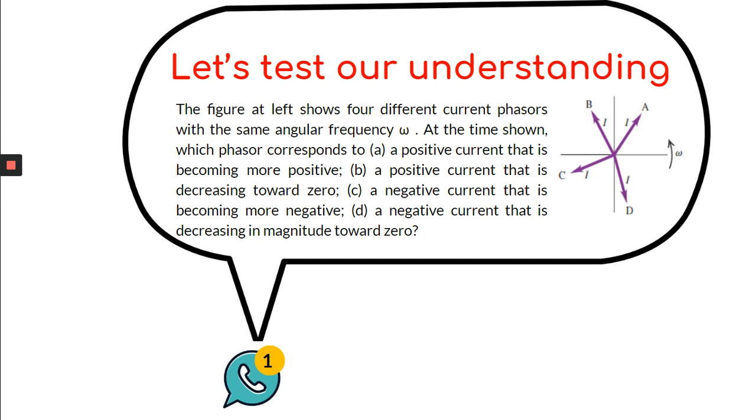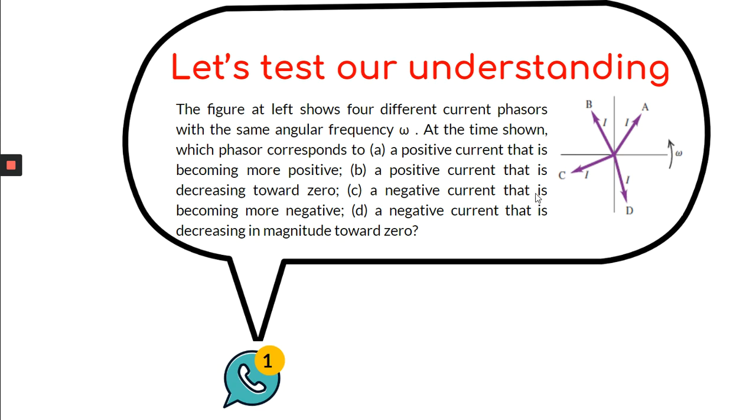Now come to the next question. A positive current that is decreasing towards zero. Already we have discussed this is A, because it is decreasing towards zero. C, a negative current that is becoming more negative. Now if you go to B, see, this is negative, and as it rotates along this direction, this becomes more negative. So the answer is B.